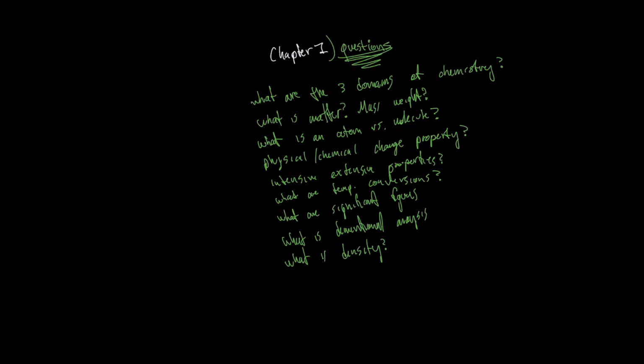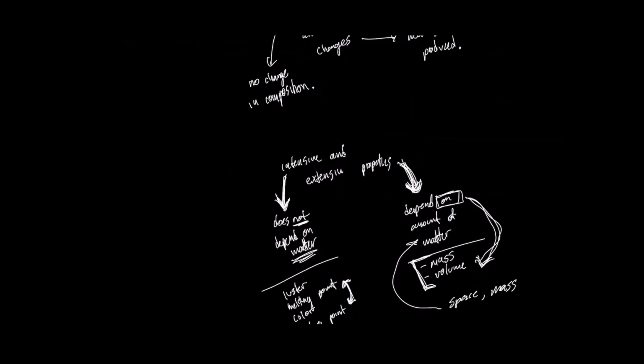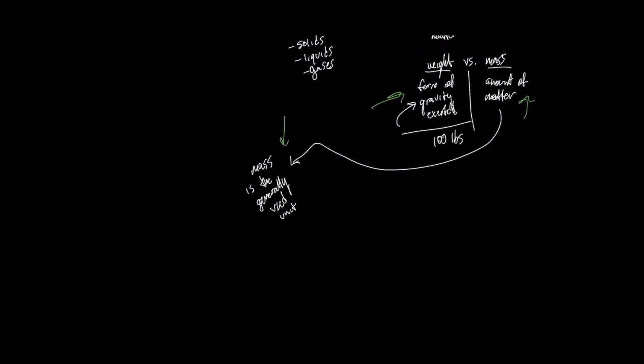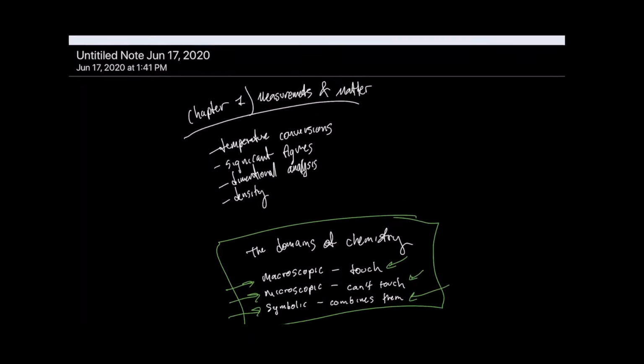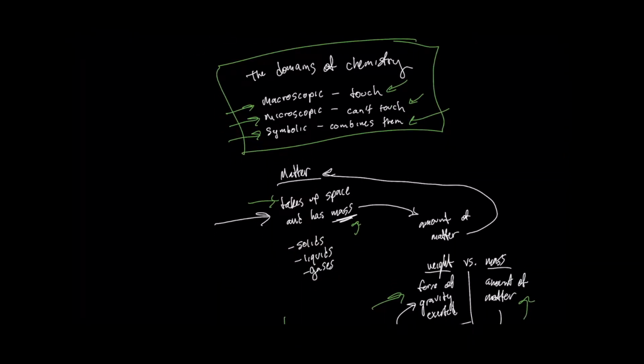So the 3 domains of chemistry, let me go back to what we were talking about early on. The domains of chemistry: macroscopic, microscopic, and symbolic. You can touch the macroscopic. You can't touch the microscopic. Those could be ions. You can't touch the literal atoms. You can only touch, for instance, glass. That's what we talked about. Symbolic combines the two. You could be talking about both at the same time.